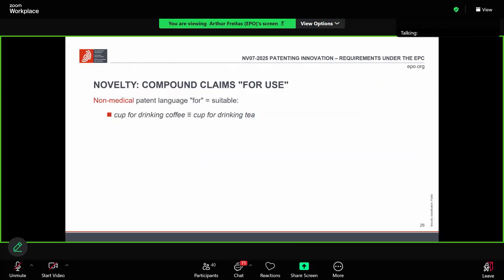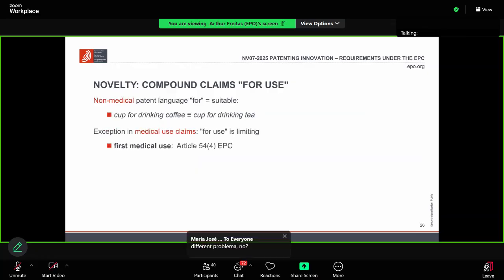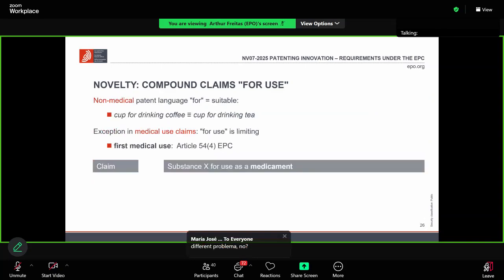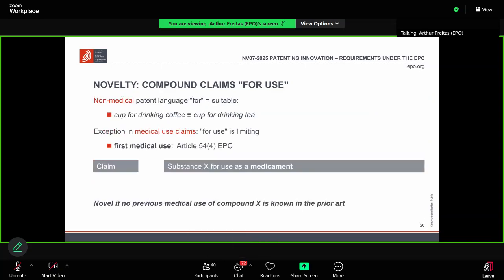Then it becomes new. So the bottom line is that when we are not using medical patent language, "for" is tantamount to "suitable for". That means a cup for drinking coffee would also be suitable for drinking tea, for drinking water, and so on and so forth, except medical use. Therefore, use is limiting. It will limit for that use. In that case, it becomes novel. Substance X for use as a medicament is novel.